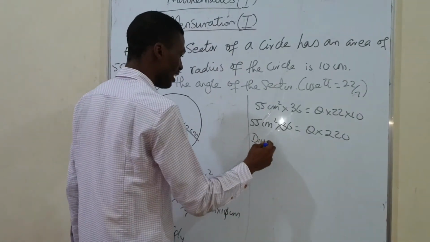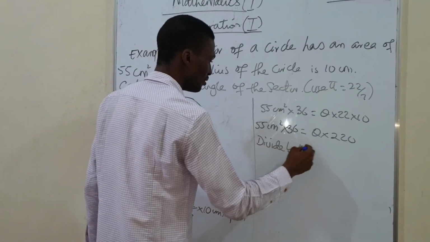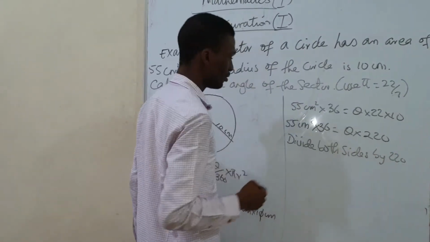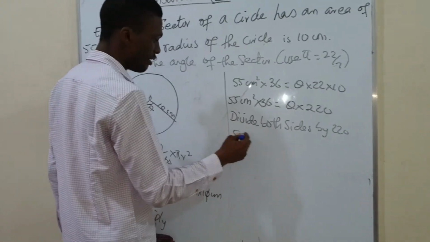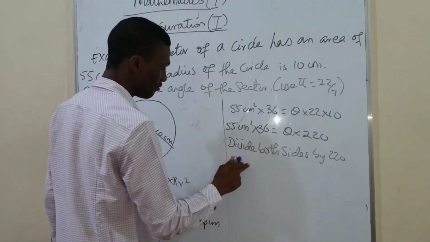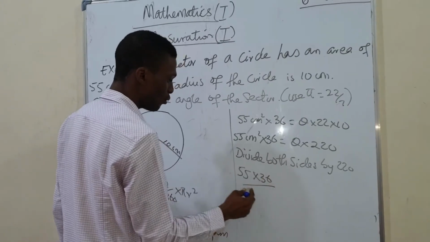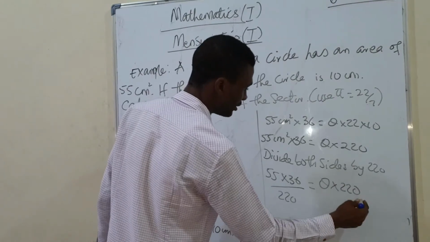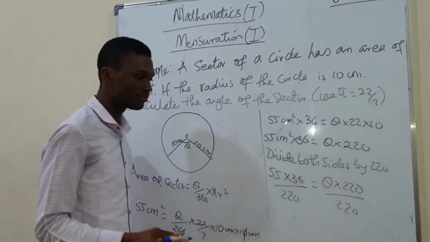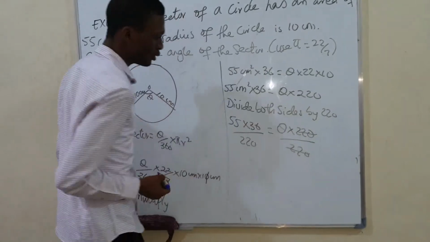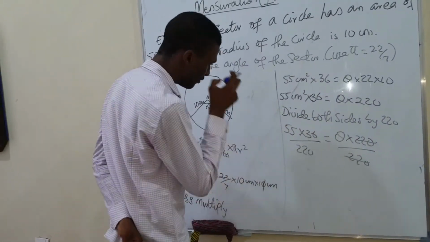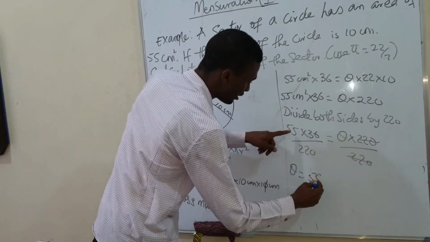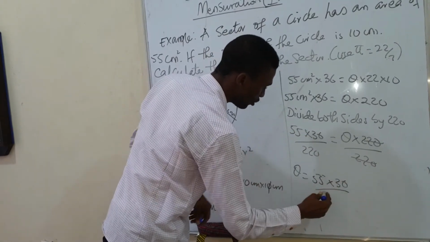For us to find theta, we now divide through by 220. So we have 55 times 36 over 220 equals theta times 220 all over 220. 220 will cancel 220, we have theta left. What we now have is our theta is giving us 55 times 36 all over 220.